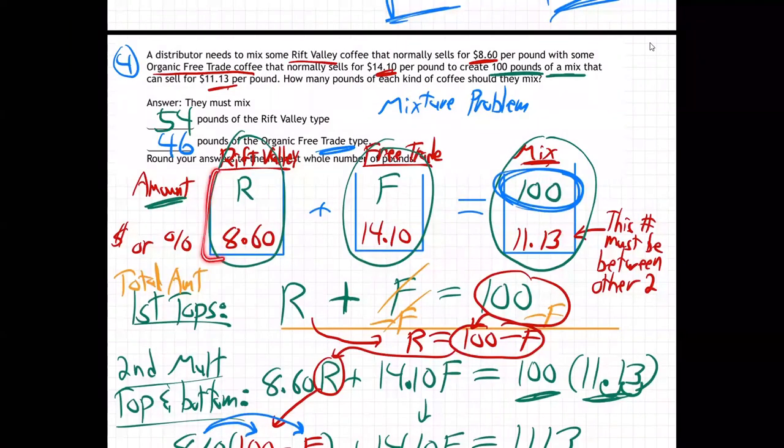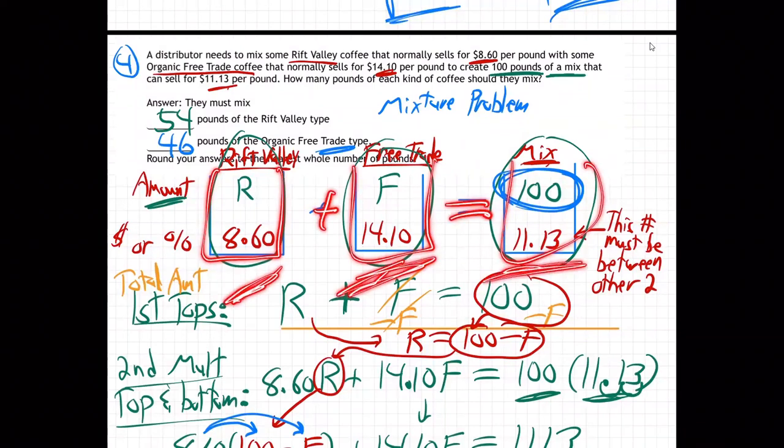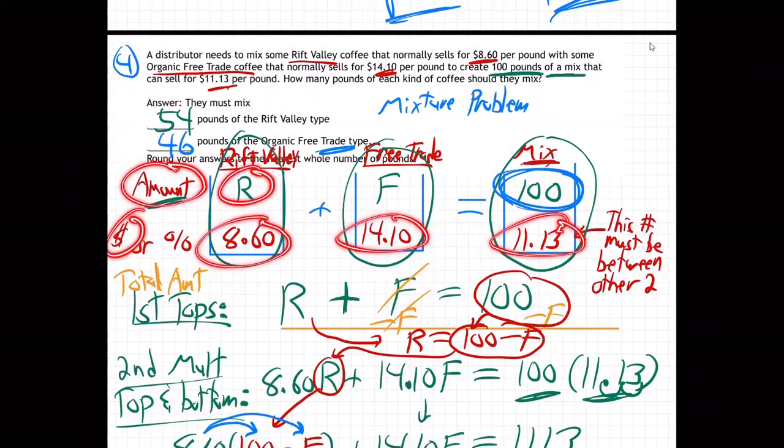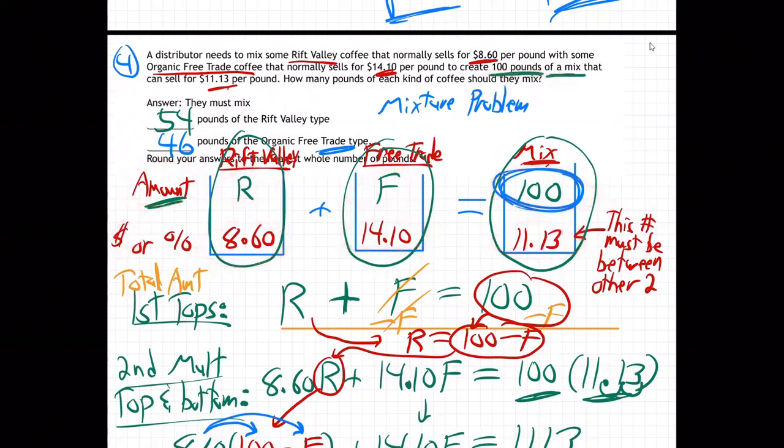So again, we start with the 3 buckets. First bucket plus second bucket to equal the final mix. And you put the percentages, or in this case, dollar values on the bottom. Right across the bottom, put the money. And across the top, put the amounts. And we don't know R and F, Rift Valley and free trade, but we know the mix amount they told us: 100 pounds of the mix is our goal.